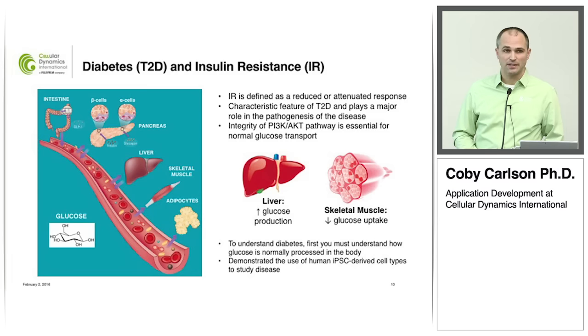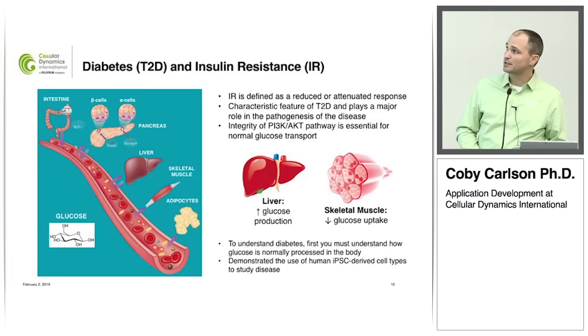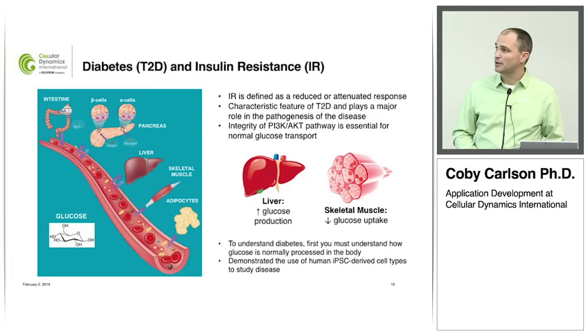And the problem in diabetes is that those organs get desensitized and they don't respond to the hormones, specifically insulin, like they should. So that's what insulin resistance is. It's a reduced or attenuated response when insulin is around. And it's a characteristic feature of this disease, and plays a big role in the pathogenesis of it.